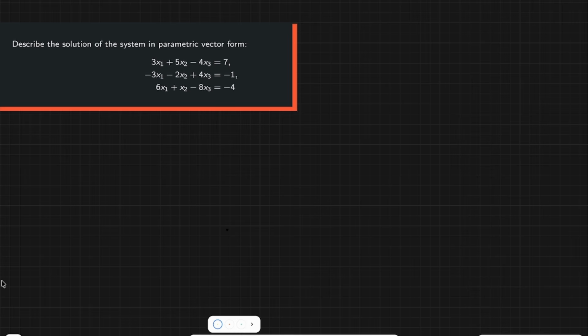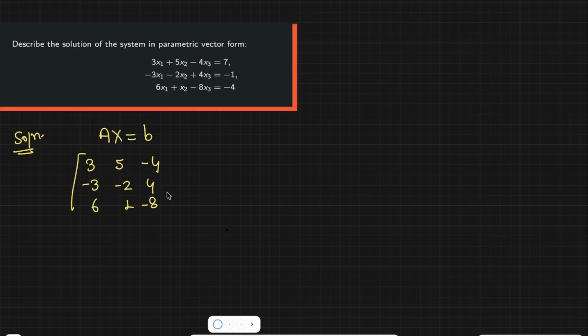Whenever you are given this type of question, you simply write down Ax equals b. No need to find out the solution, you have to find out the parametric form. Whenever the case of parametric form arises, there will be infinitely many solutions. So simply write down Ax equals b, that is 3 5 minus 4, minus 3 minus 2 4, 6 1 minus 8.